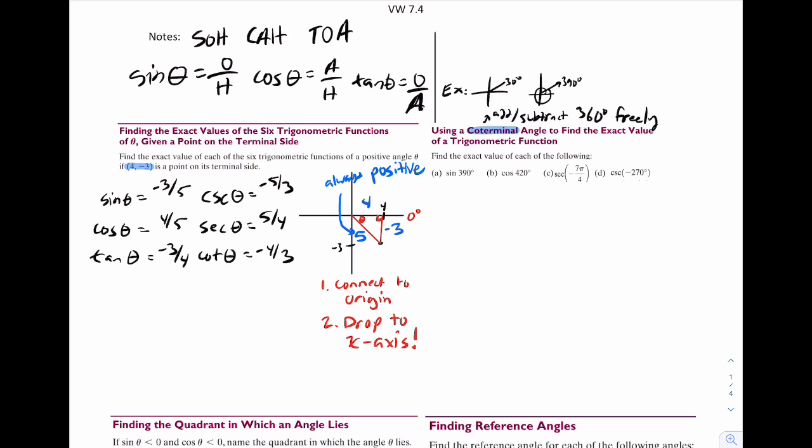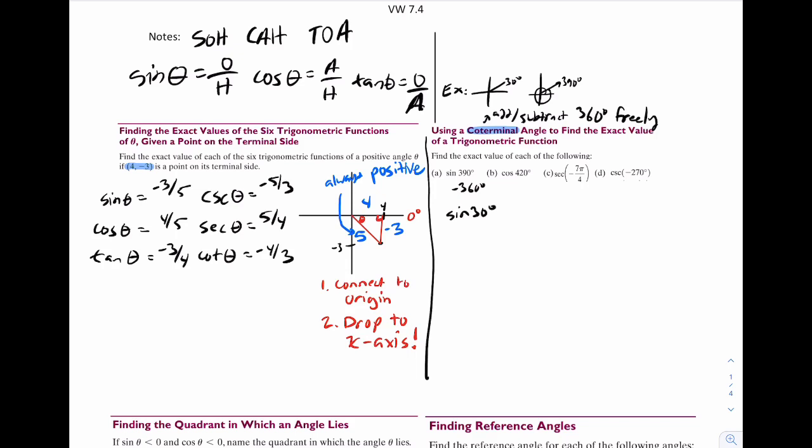So we're going to do this. First example right here. Let's draw a line. It says sine of 390. So 390 is not in our circle, so we're going to subtract 360. That's the whole idea of coterminal. And we get sine 30. So that's much easier to figure out now.